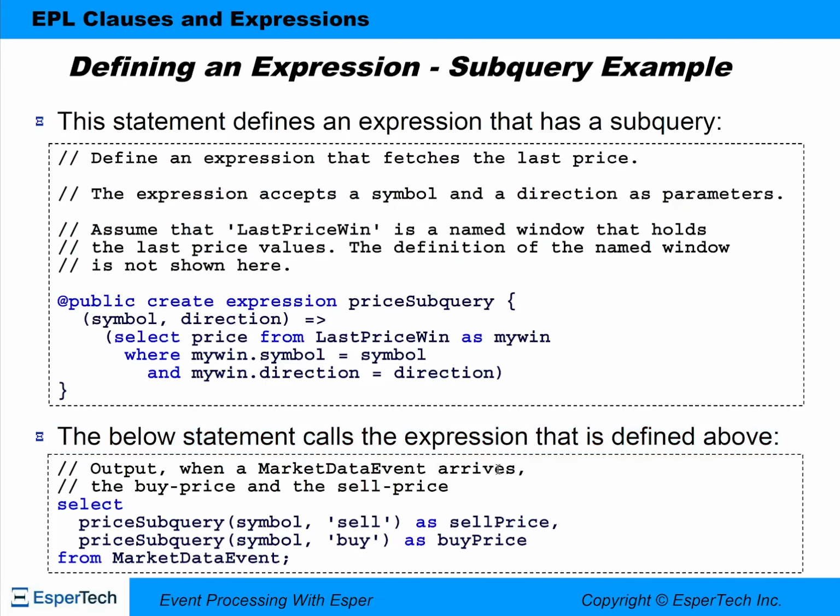It outputs when a market data event arrives, the buy price and the sell price. Select price subquery, parenthesis, symbol comma quotes sell as sell price, comma, price subquery, parenthesis, symbol comma quotes buy as buy price from market data event.